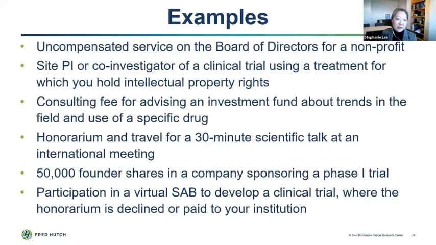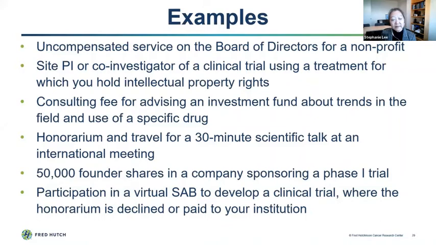What about a situation where you want to be the site PI or a co-investigator of a clinical trial that's using a treatment for which you hold intellectual property rights? Can you do that? The bottom line is no, you actually cannot do that. Intellectual property rights are one of those prohibited financial interests. And so you're not allowed to be the site PI or really a co-investigator. You're not allowed to consent patients to figure out if they're responding. And that's because if the trial looks really good, people could look back at that and say, well, you actually have a conflict of interest because you stand to gain because of those intellectual property rights.